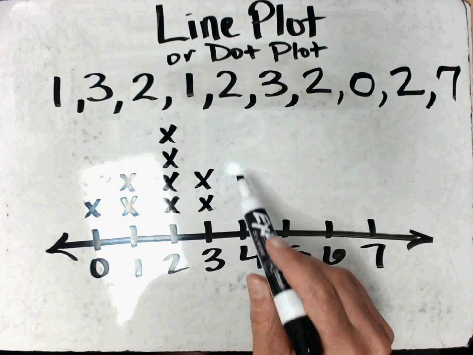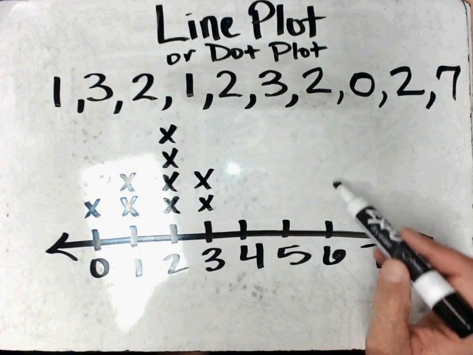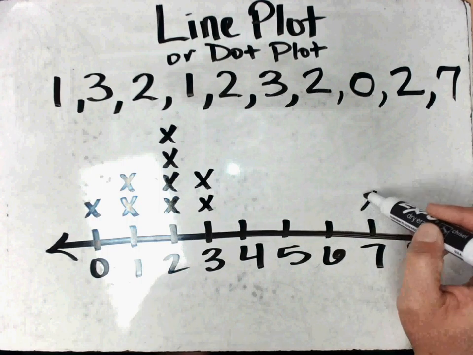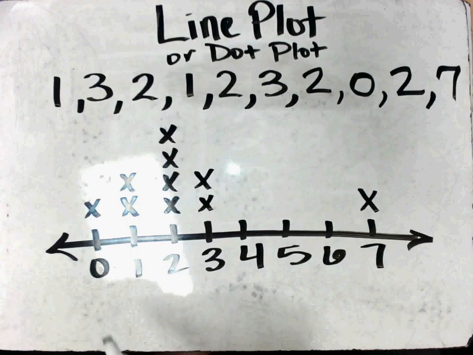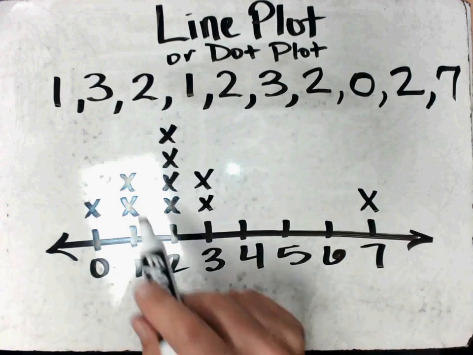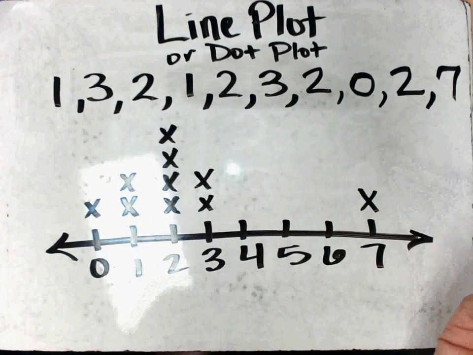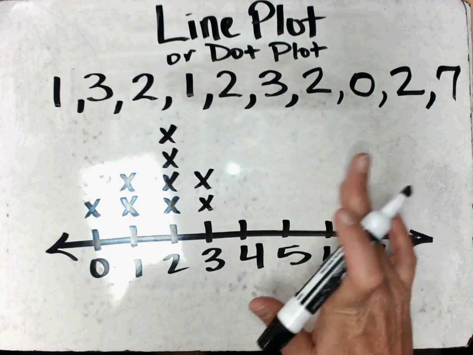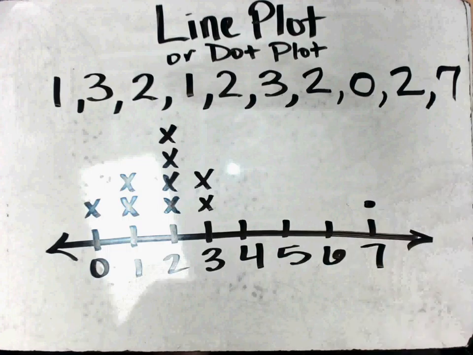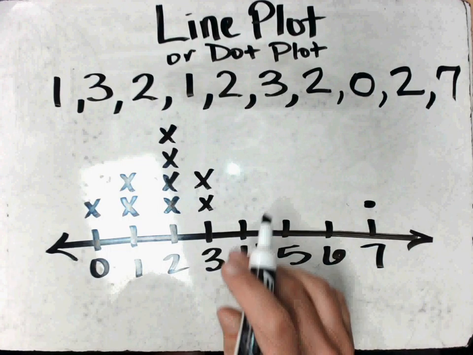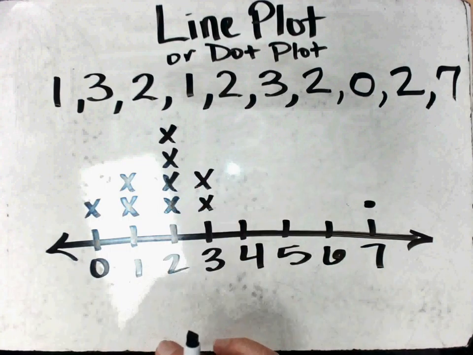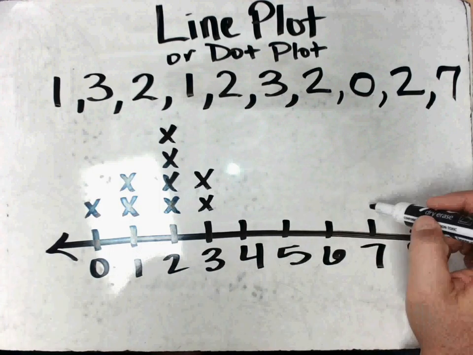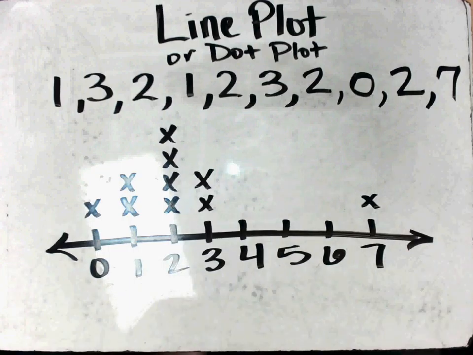There are no 4's, so I just leave that one blank. There are no 5's, there are no 6's, and there is one 7. So this is our line plot that would represent this set of data. Now, like I said, sometimes it's called a dot plot because instead of an X, they'll put dots, like one dot above the 7, 2 dots above the 3, okay? But in our case, we'll use X's for right now for our line plot.